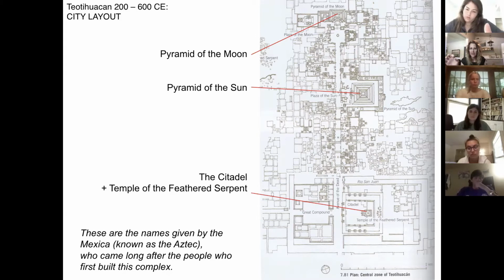Citadel were built last. Again, it's important to realize that the names that we have are names that were given by the Mexica people, the Aztec people, and not the very first unknown people who we know nothing about, and we don't know anything about what they called it. What we do know is that when the Mexica people arrived on this site, they were floored.